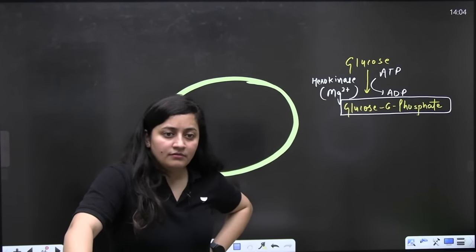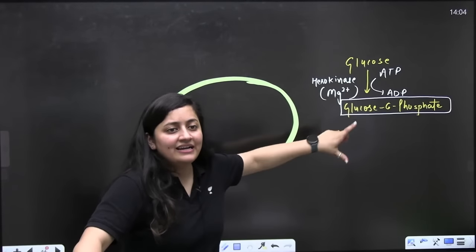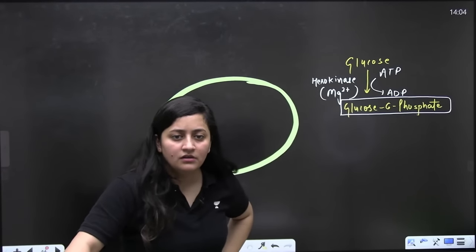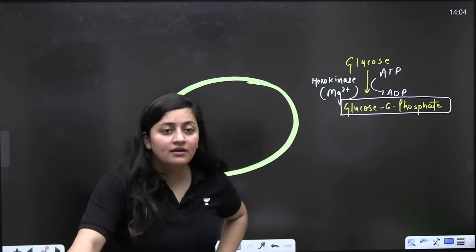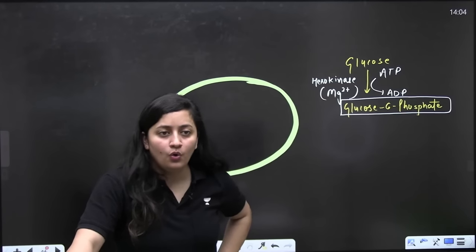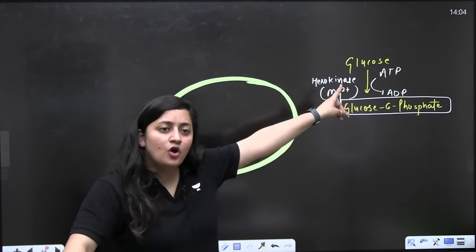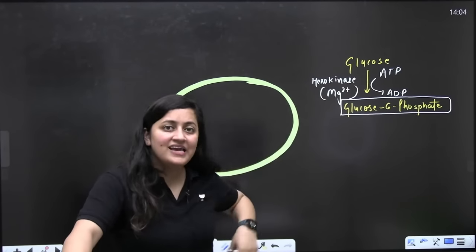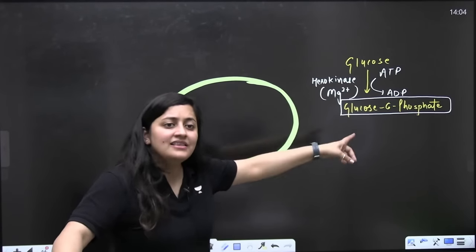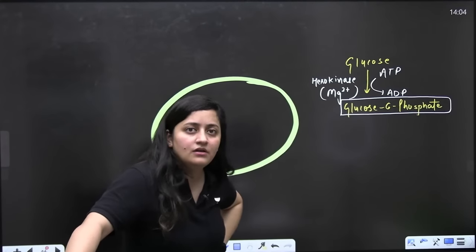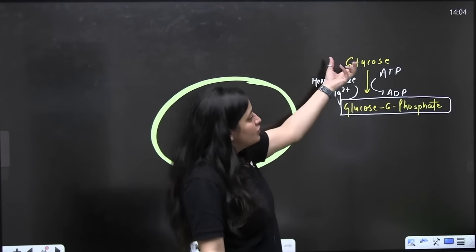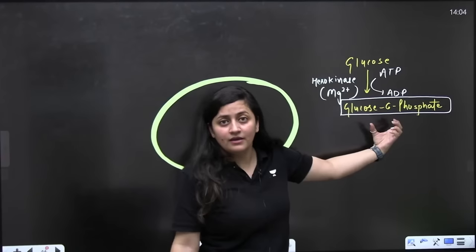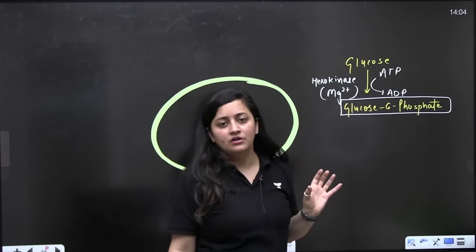Tell me, why can't we directly take glucose 6-phosphate in that solution? Why is the doctor giving us glucose? Why in that saline is glucose there? Why can't they just give us glucose 6-phosphate? Because whenever our body takes glucose, it will convert it into G6P, and it is going to take the energy.